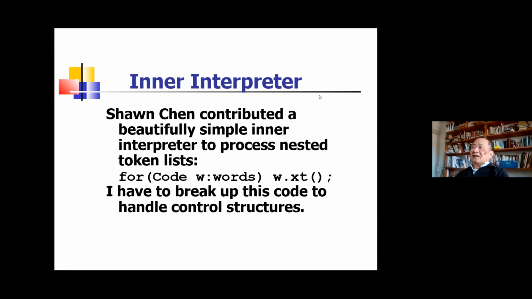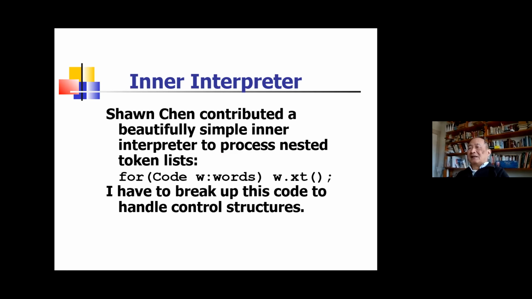The interpreter is even more interesting. Sean Chen contributed a beautifully simple interpreter to process nested token lists, which is just these few words. So here, for is a loop. It goes through all the token list, which is in this word array. Just pick up every word there and then execute it. Beautiful.